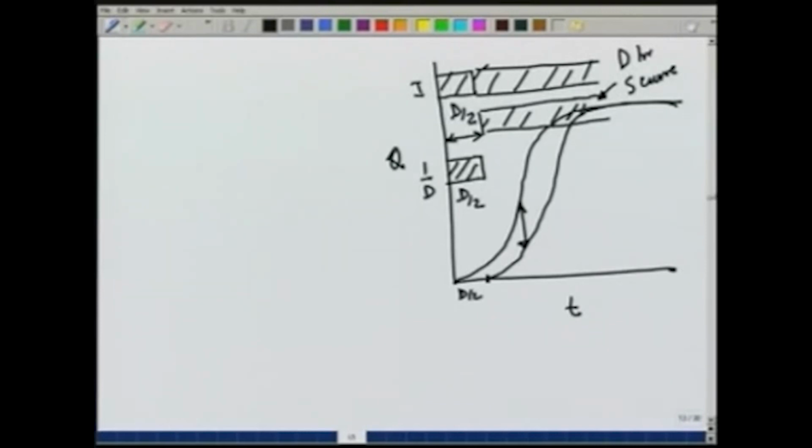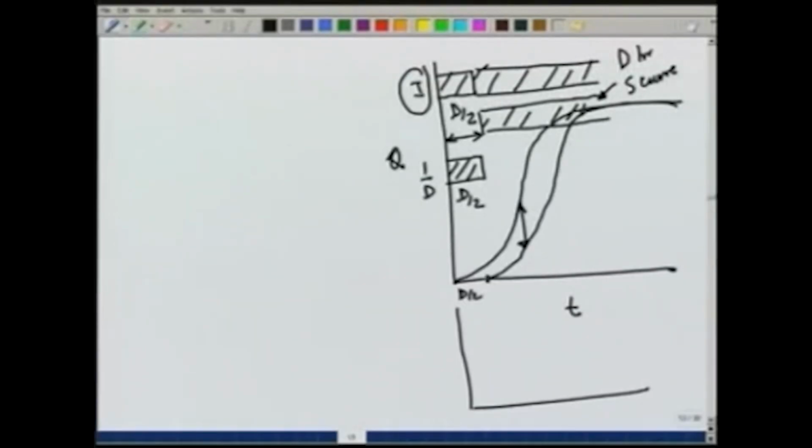So, to summarize, if we have a d hour S curve, we shift it by d by 2, find out the difference in ordinates. That difference will give us the hydrograph due to a rainfall of intensity 1 over d over a duration d by 2. And once we have this, we can find out for any other intensity I what would be the ordinate.